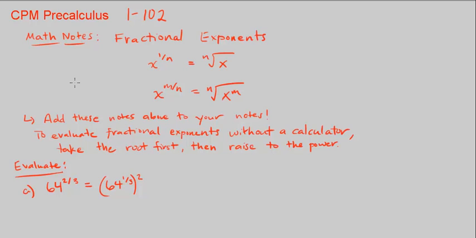This is CPM Precalculus Chapter 1, number 102. Add the rules from the Math Notes box to your toolkit. This Math Notes box says, for fractional exponents, x to the power of 1 over n, see that's the fraction, is equal to the nth root of x.